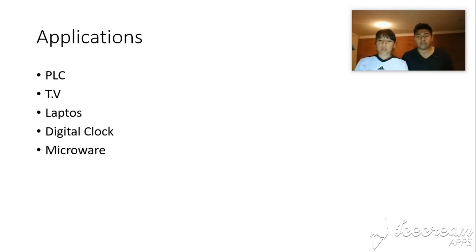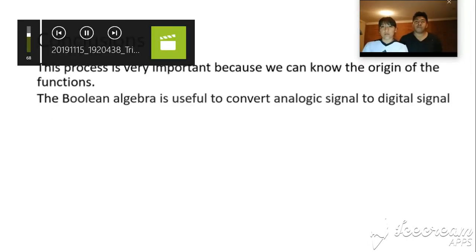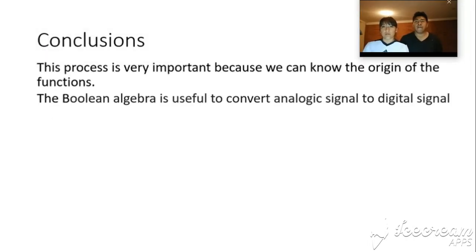So now we will show a video that explains the logic gate in Proteus. Conclusion: this process is very important because we can know the origin of the function. Boolean algebra is useful to convert the analog signal to a digital signal.